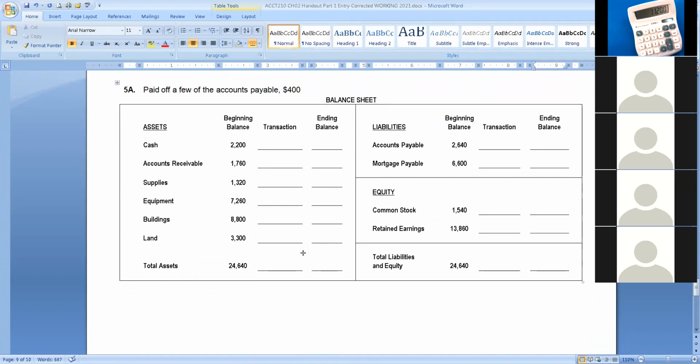5A, paid off a few of the accounts payable for $400. What did we probably pay with? The cash. Cash, good. Is the cash going up or down? It's gonna go down. Good. Whenever you see paid, think of cash. So when you see paid, think cash. Or you pay things off, you pay them with cash. Okay, so our cash is going to go down by 400. What is that, 1,800? Okay, what else are we going to have?